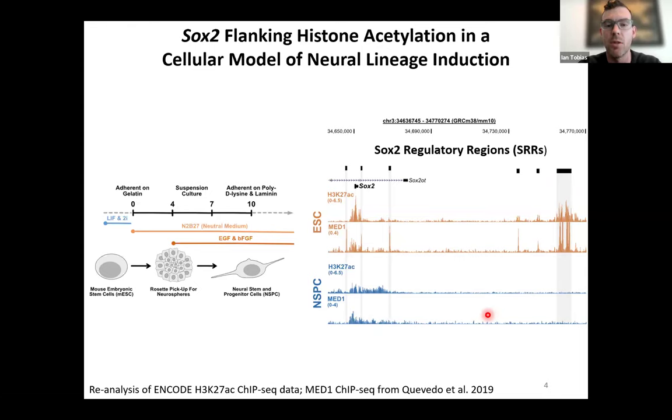So we've asked the question: what's contributing to the transcriptional specificity of SOX2 in neural development? For the rest of the seminar today, I'm going to be focusing on this downstream SOX2 flanking region, which retains a good amount of histone acetylation in the neural stem and progenitor population.